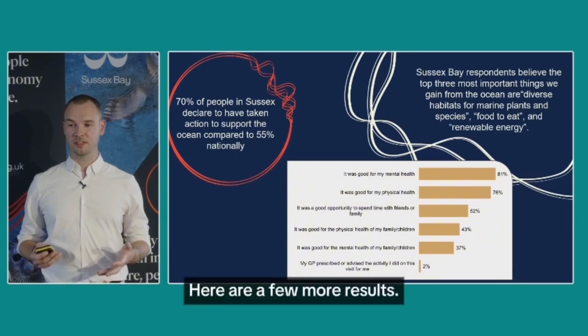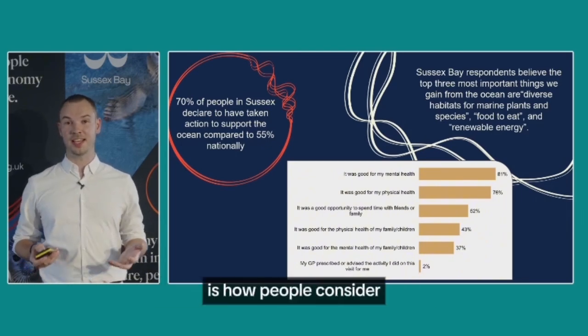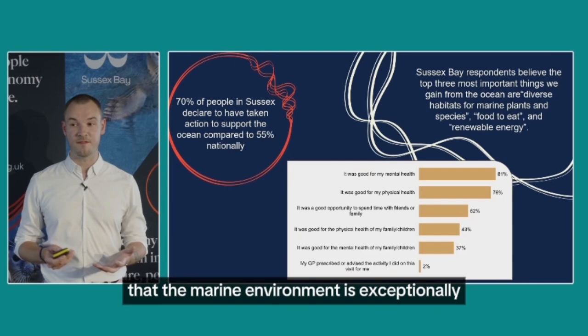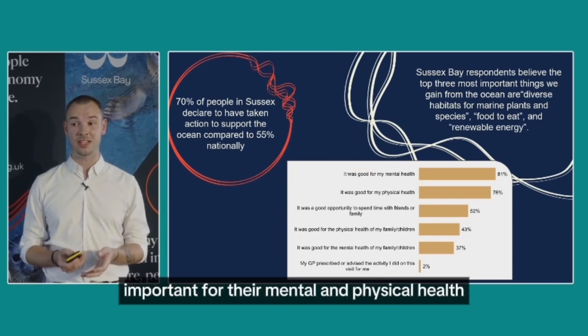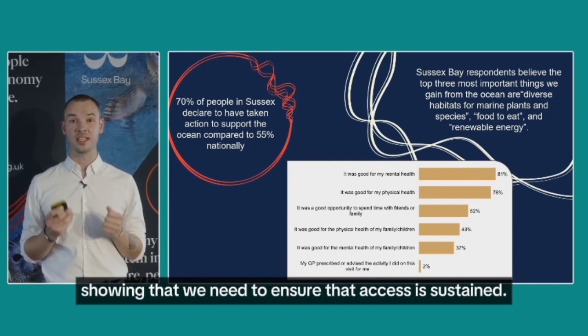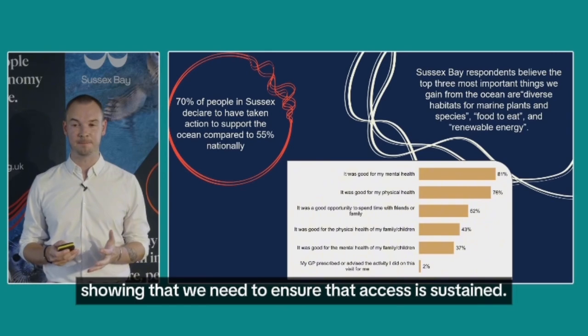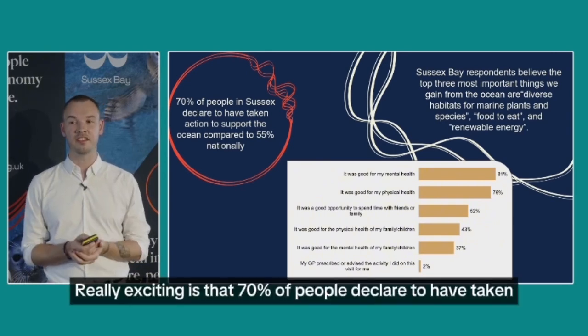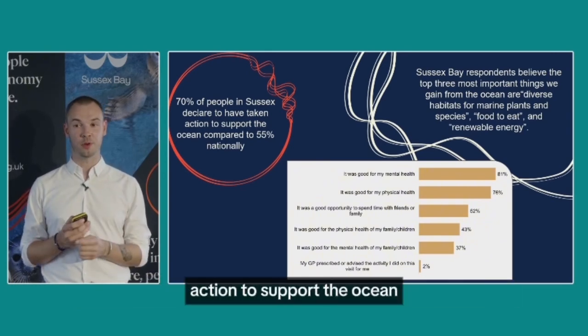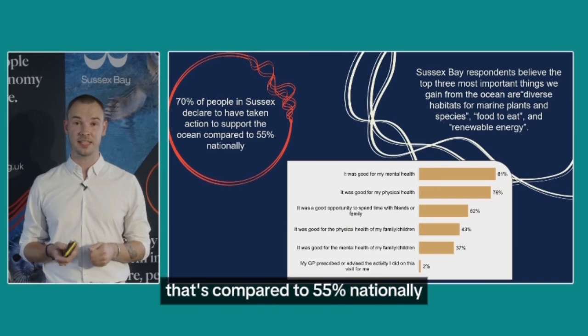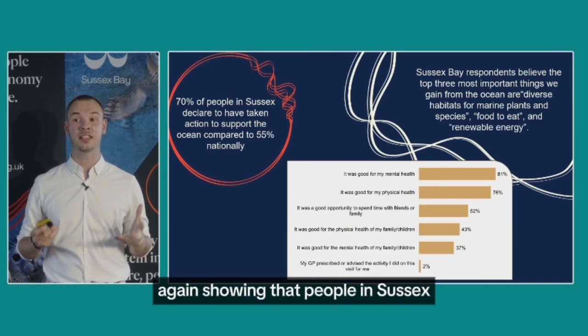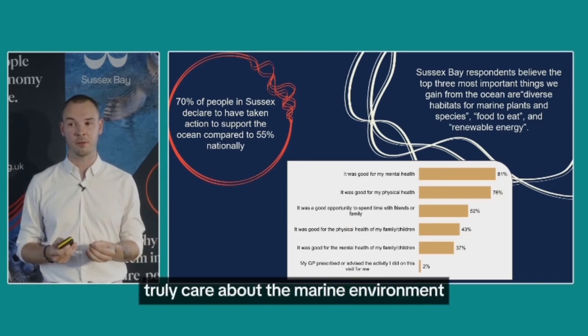Here are a few more results. The bottom graph there showcases how people consider that the marine environment is exceptionally important for their mental and physical health, showing that we need to ensure that access is sustained. Really exciting is that 70% of people declare to have taken action to support the ocean. That's compared to 55% nationally, again showing that people in Sussex truly care about their marine environment.